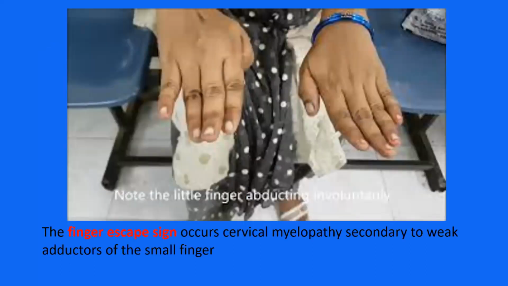Another examination is the finger escape sign. This occurs in cervical myelopathy secondary to weak adductors of the small finger.